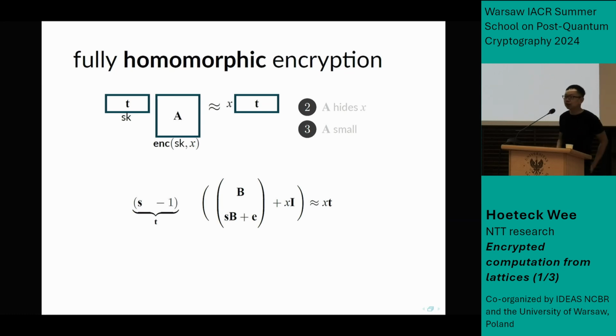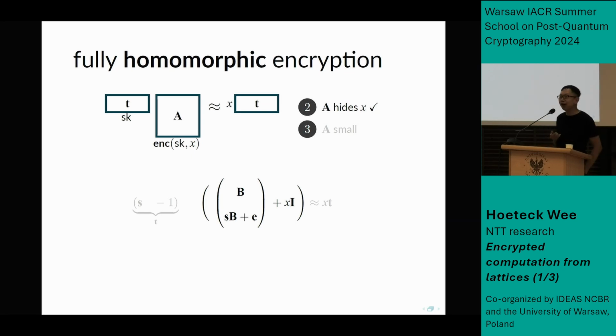Moreover, it's actually quite easy to see from the LWE assumption that this A hides X. By the LWE assumption, B and SB plus E are pseudo-random, so you can replace B and SB plus E by a uniformly random matrix. And then this uniform matrix can serve as a one-time pad to information-theoretically hide X times I. So it follows from the LWE assumption that this ciphertext A hides X.